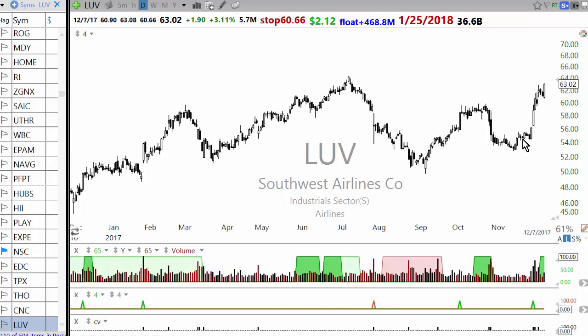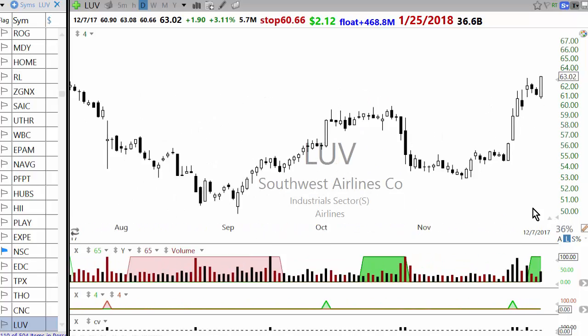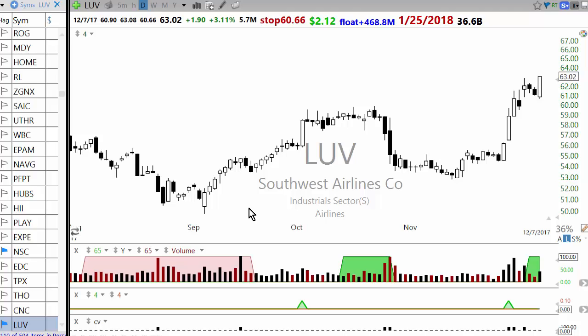Love Southwest Airlines, again, see, I just gained trend intensity. There was a big breakout here, 2-3 days of pullback, and then the stock is again breaking out. That's a good setup.